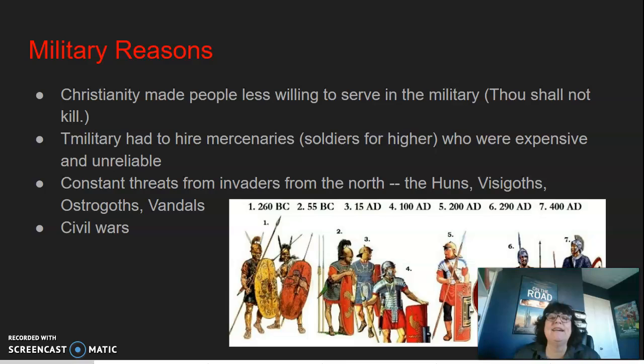They were constantly under threat from those invaders from the north. Like I said, the Huns, the Visigoths, the Ostrogoths are the ones who finally sacked the city, and the Vandals. And then there's constant civil war. There are battles within. A civil war is a battle where you fight yourselves. All of these things had the military overextended. They didn't have enough soldiers. Those are all problems that weakened what had been this great and mighty military, and they weren't able to protect the empire.